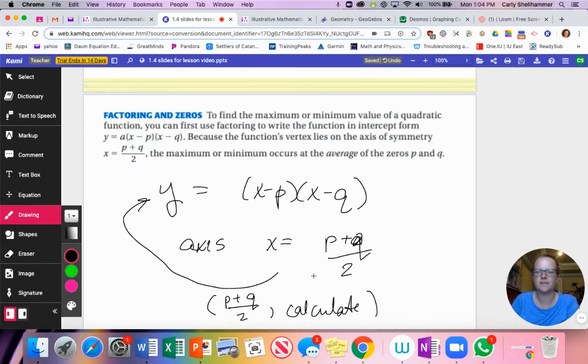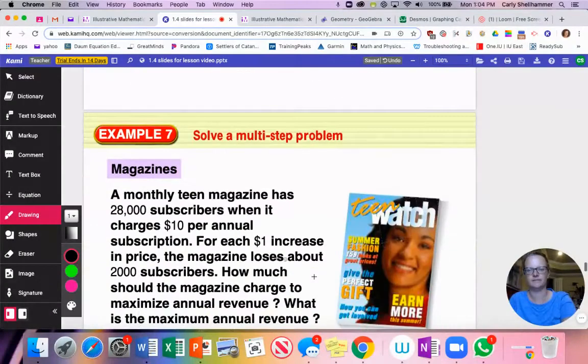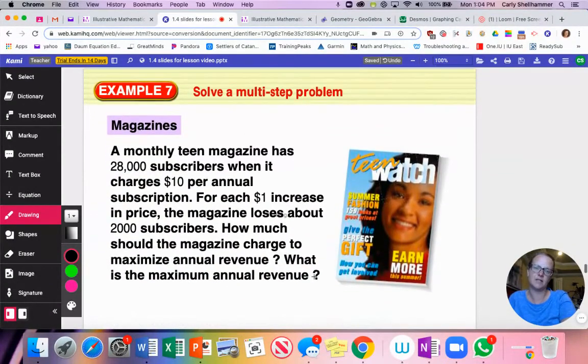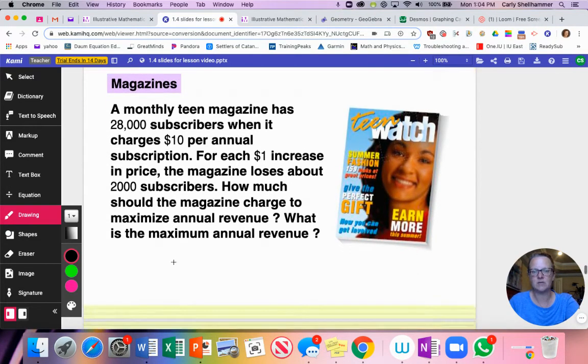Okay, let's try it. It's our last example, and of course we get this one with a multi-step problem, which is fine. A monthly teen magazine has 28,000 subscribers when it charges $10 per annual subscription. For each $1 increase in price, the magazine loses about 2,000 subscribers. How much should the magazine charge to maximize the annual revenue? What is the maximum annual revenue?